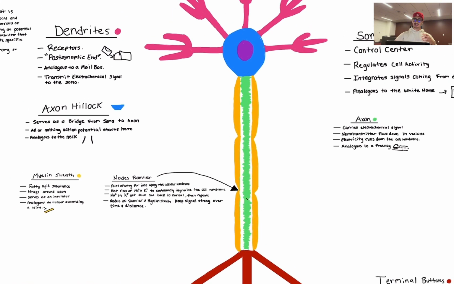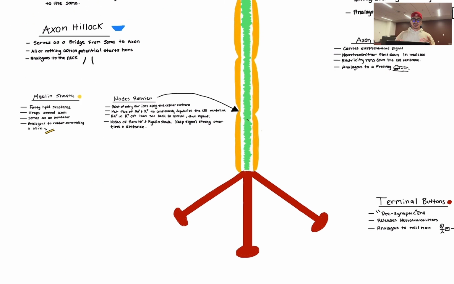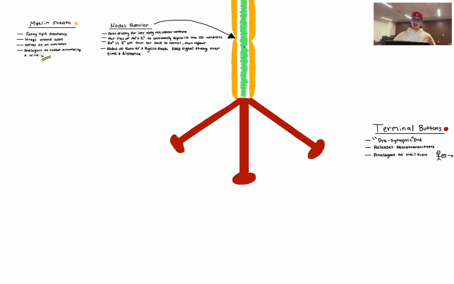The action potential is going to run the wavelength of the axon. It's going to run all the way down the axon, right? All the way down it. And through its journey, it's going to have to stay strong over time and distance. So the myelin sheath and the nodes of Ranvier are going to play as key role players here in keeping that signal strong. So that way, you know, when you want to move, you can move.